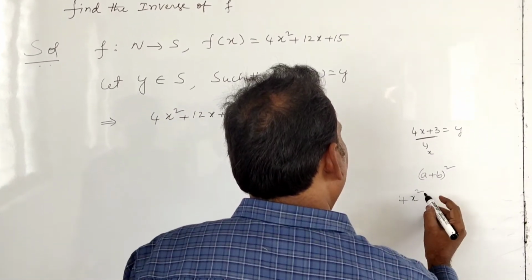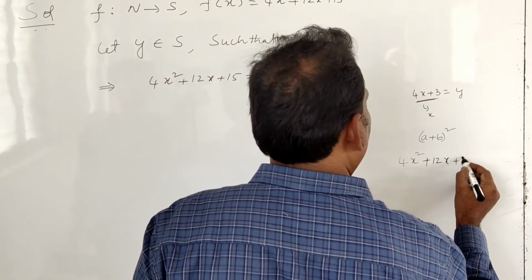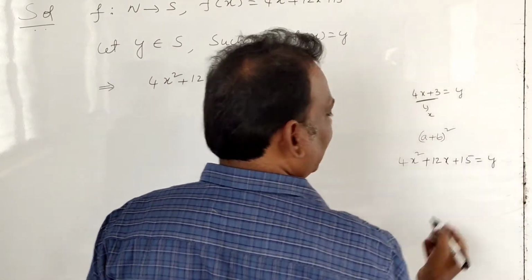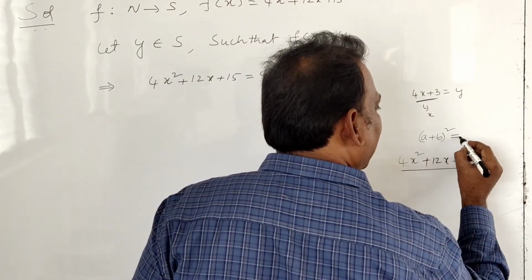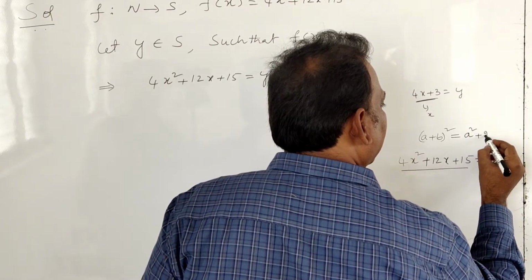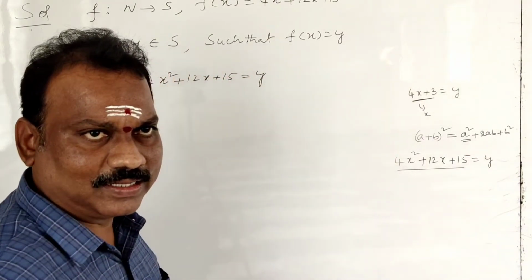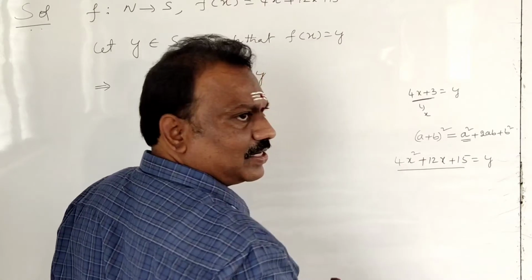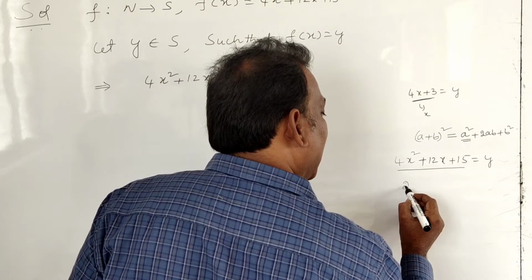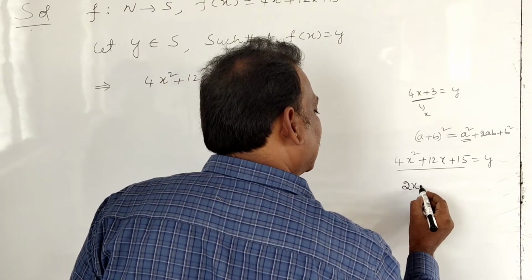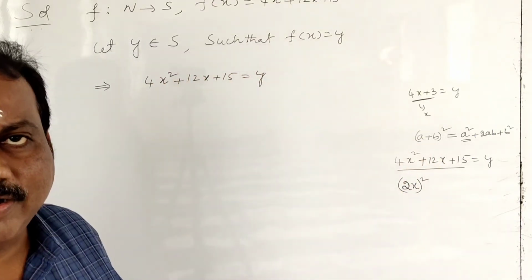Maybe you didn't learn. Now you can see that 4x square plus 12x plus 15 is equal to y is given. So you have to convert it into a plus b whole square. What is the formula for a plus b whole square? a square plus 2ab plus b square. That means the first term should be in a square format. Can I write it in square format? Not x, the total 4x square I have to write. So I can express it as 2x whole square. Why? Because 2 square is 4, so 2x whole square is 4x square. So it is converted into a square.